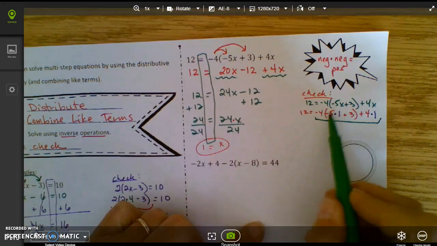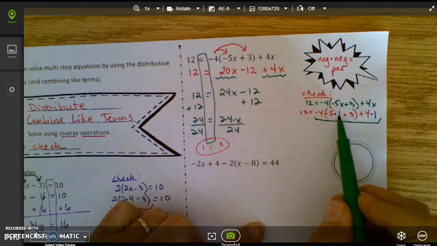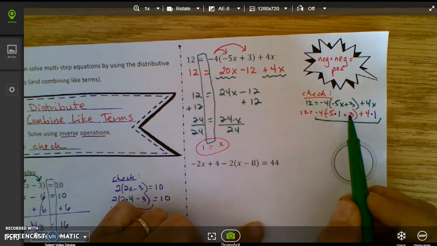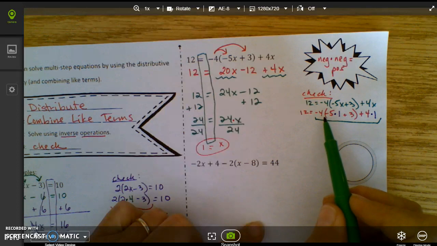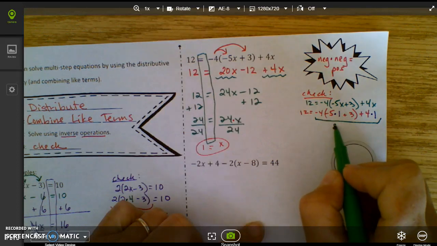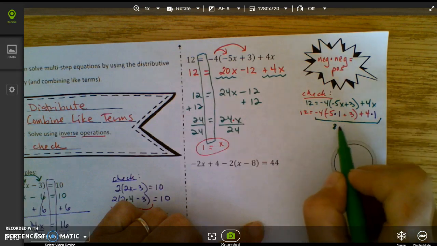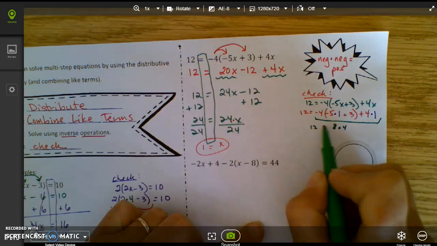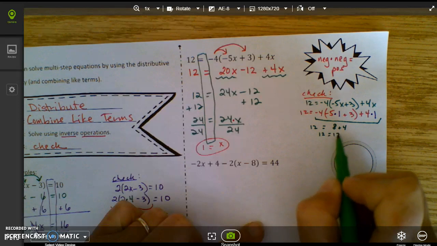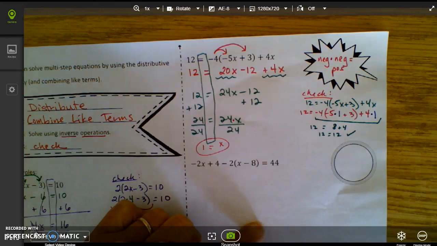So -5 times 1 is -5. Plus 3 more is -2. Times -4 is going to be 8. And then back here, I'm going to just have my 4 times 1, which is another 4. So I can tell you right now this is correct because I was able to get 12 on both sides.